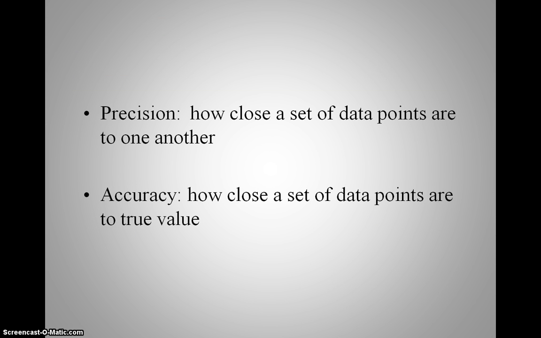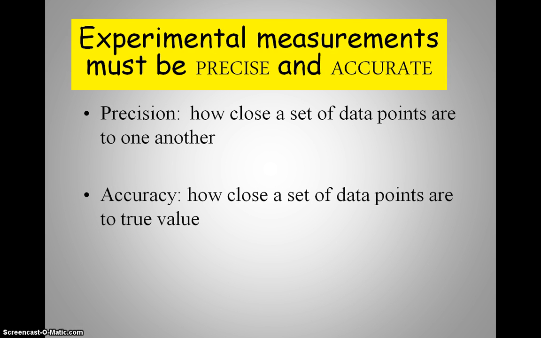lab. So every experiment requires that we're both precise and accurate, which sort of sound the same, but there's a minor difference. Precision is how close a set of data points are to one another, and accuracy is how close a set of data points are to the true value.